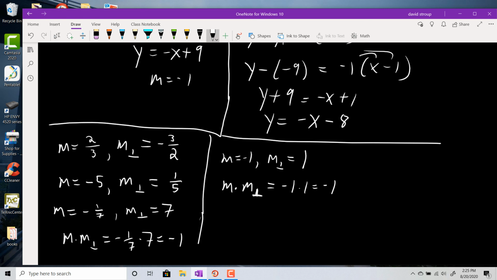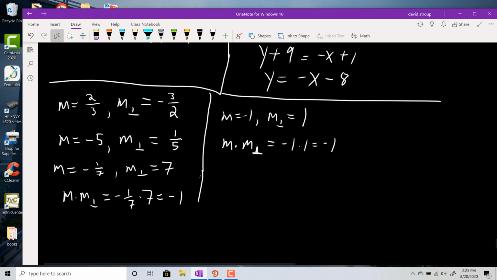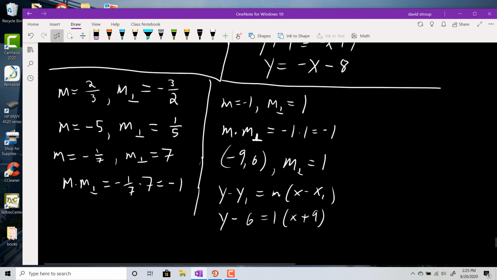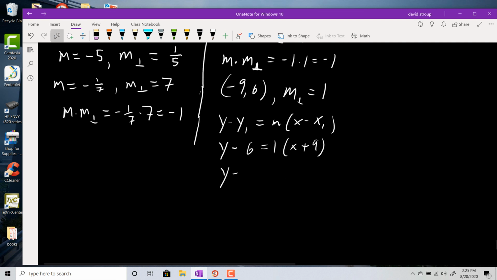Okay, so this new line, we want it to go through the point -9, 6. And we want it to be perpendicular, so its slope has to be 1. Okay, and then we just go back to our equation, y minus y1 equals m times x minus x1. Fill in the blanks. Okay, and then solve for y, if they ask that. You might be able to just type it in that way, but I always solve for y. What is that, 15?